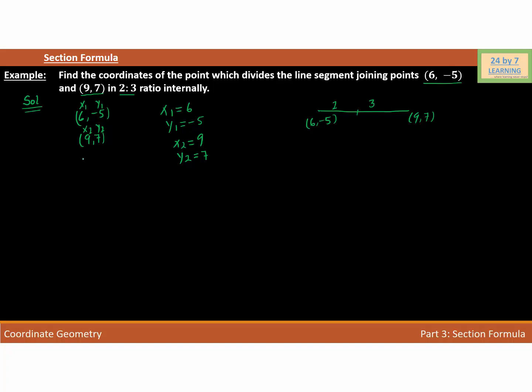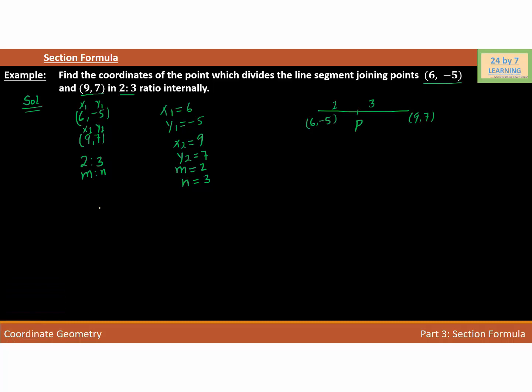And my line is divided in 2:3 ratio. So the first one is basically m and the second one is n. So I can write m is equal to 2 and n is equal to 3. Now let's find the coordinate of this point, and let this be point P. So we need to find the coordinate of that point.